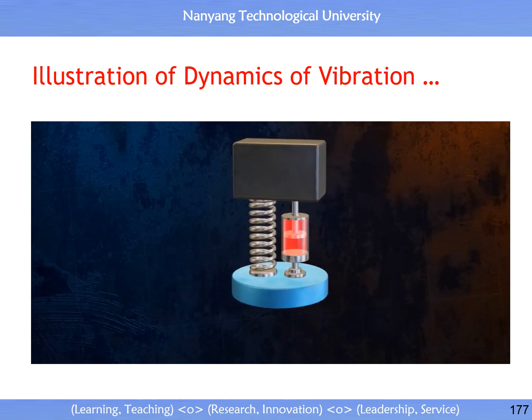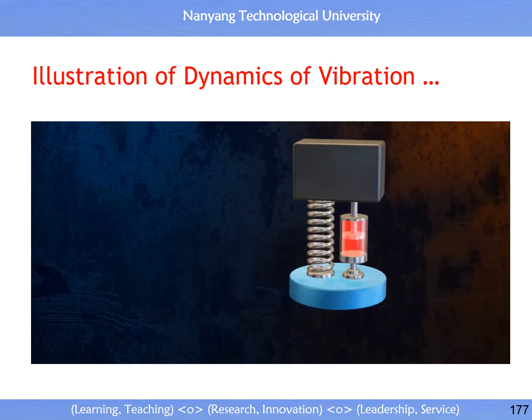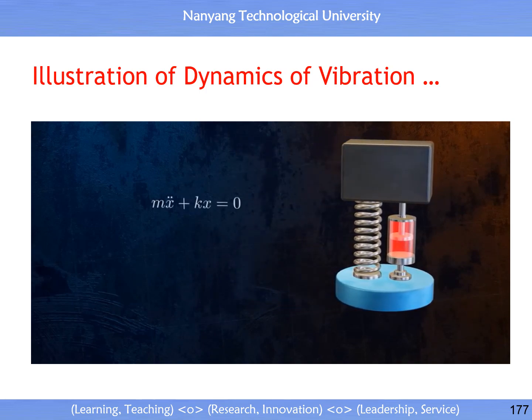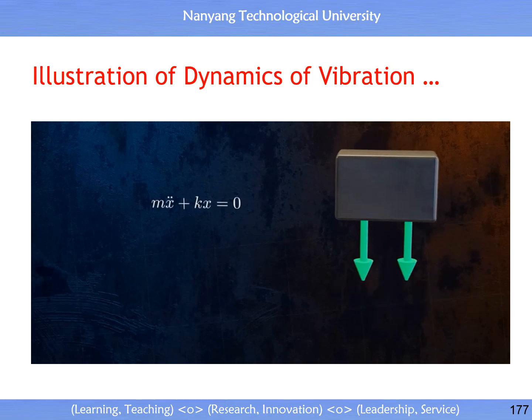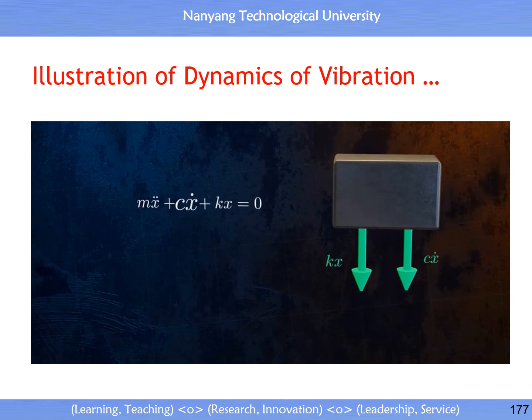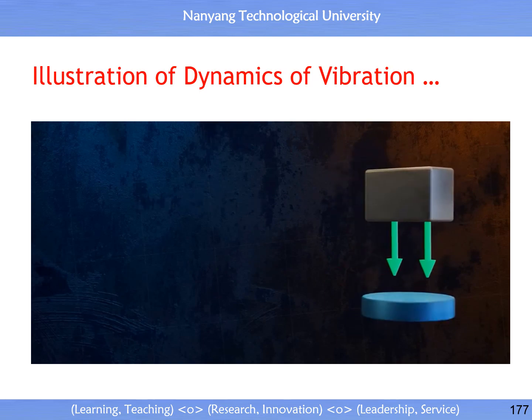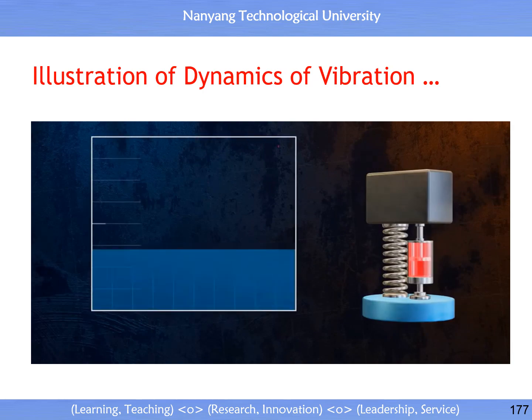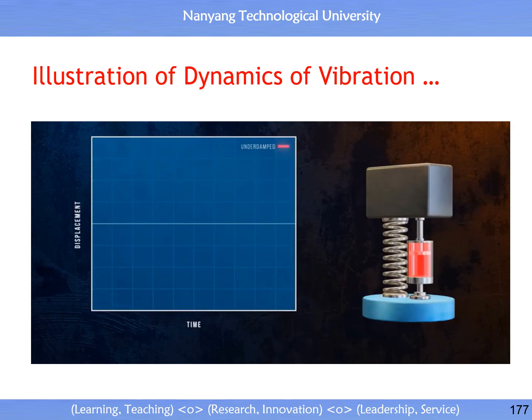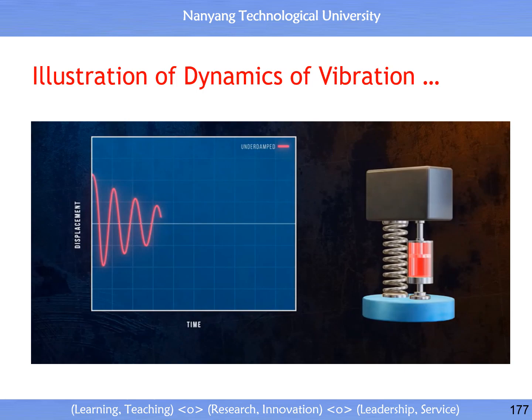If we include the dashpot in our spring mass model, the equation of motion is the same as for the undamped system, but also includes the damping force. It's a little more difficult to solve this equation, and the solution will depend on the amount of damping. If a system is underdamped, it will oscillate, and the magnitude of each successive oscillation will decrease until it stops.